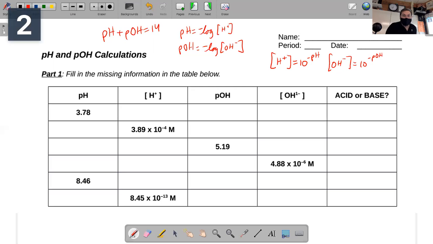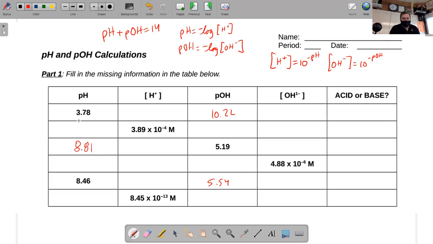Share. Okay. So some things you could fill in real quick and real easy is if you know a pH value or a pOH value, you can just subtract them from 14. So the first thing I can look at is, well, if pH plus pOH is equal to 14, we did this one yesterday, but if you take 14 minus 3.78, you get 10.22. Or if you take 14 minus 8.46, you get 5.54. And up here, if you got a pOH of 5.19, that's associated with a pH of 8.81.